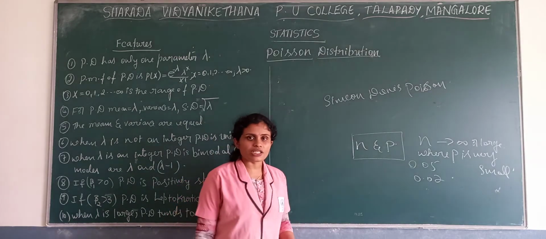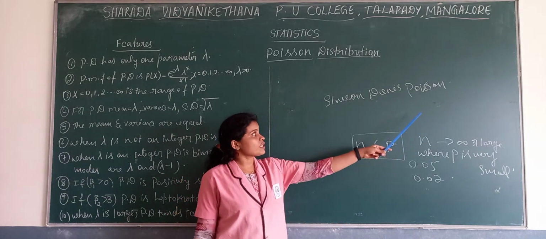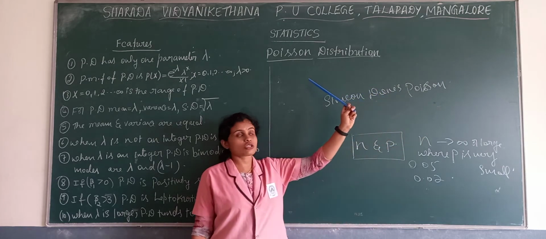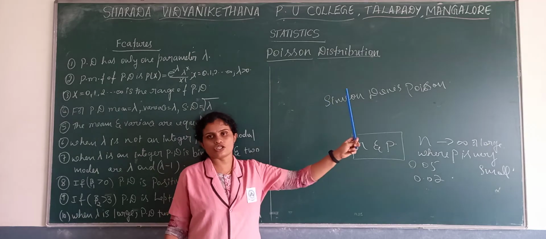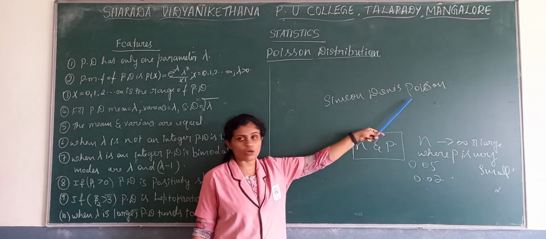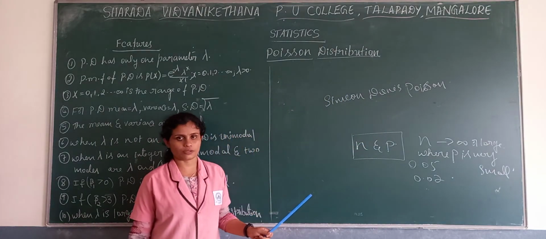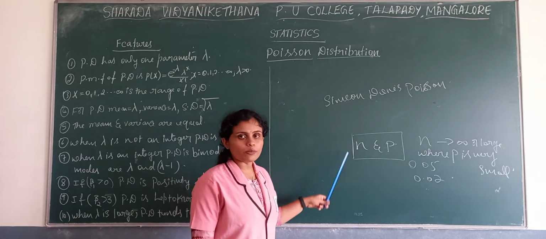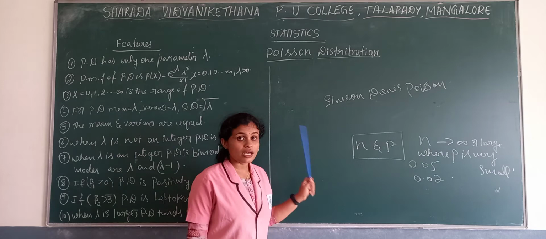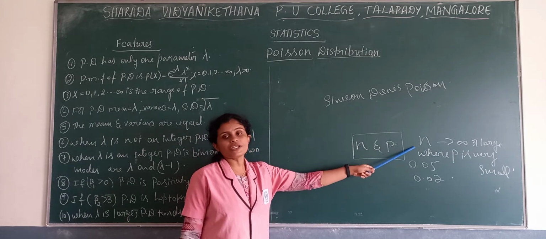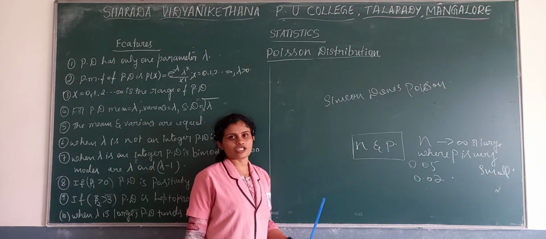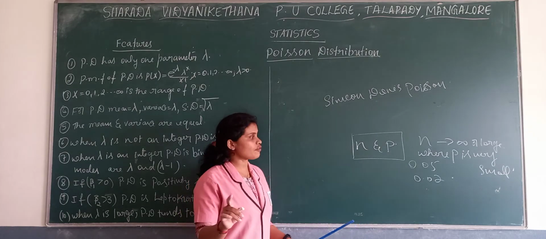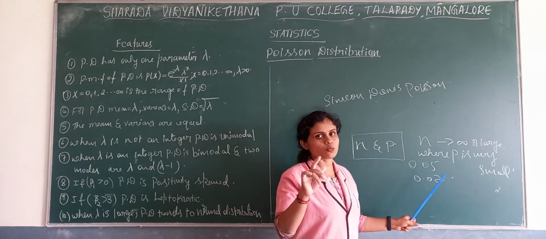Over those limitations, a French mathematician called Simon Denis Poisson framed the distribution called Poisson distribution. He invented one more distribution, that is Poisson distribution, for the cases where n is large, or n is indefinite, or p is very small.